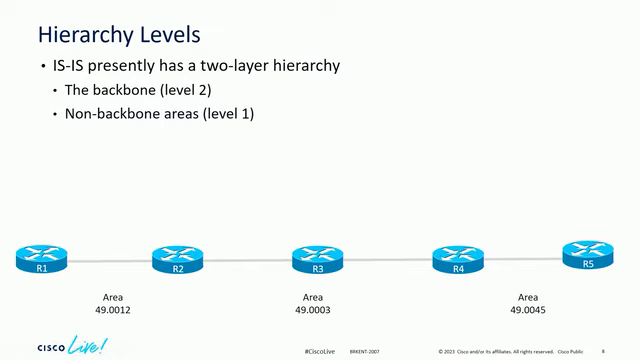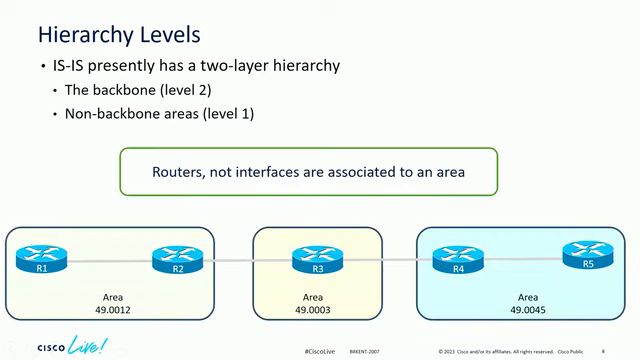The first thing that's gonna be different from what you might see from the other link state protocols is the area is based on the router itself. It's not on the interface. So a router belongs to a complete area.